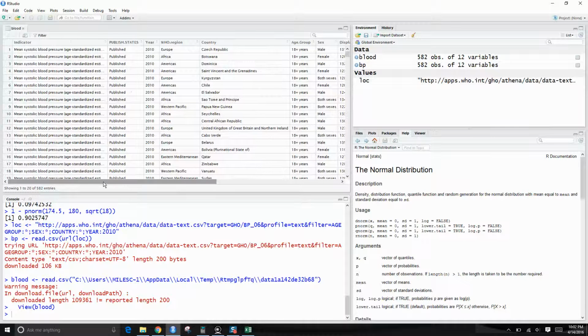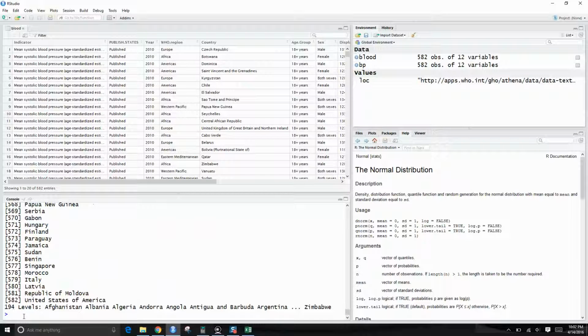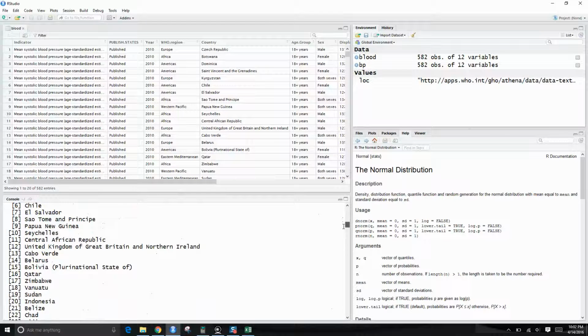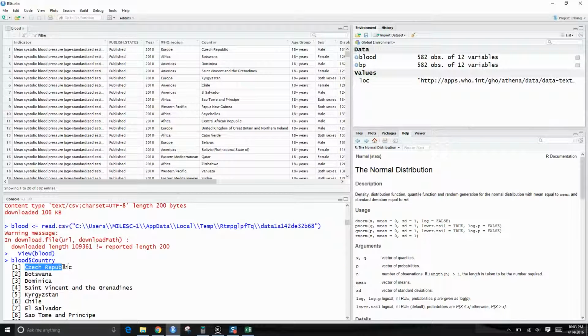And so we can ask R, and I apologize for going over, you can call out certain columns using the dollar sign. So I can say, okay, let's look at blood dollar sign, and we're going to look at country, okay? Basically this just says here's the country, and you can see the first item in country is Czech Republic, the second one is Botswana, and then we have Dominica, St. Vincent and the Grenadines, and things like that, okay?